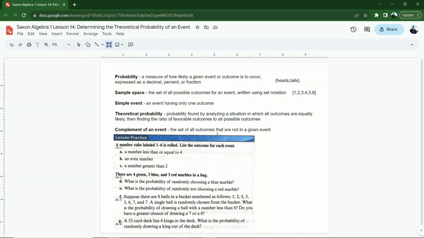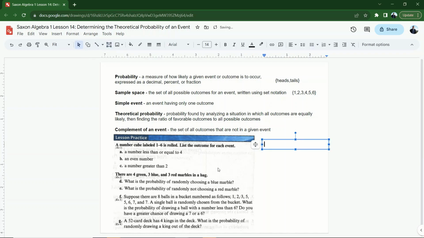Okay, so I'm listing the outcome. What am I looking for? A number less than or equal to 4. The possible outcomes would be 1, 2, 3. That's what I need to list for letter A. That, by the way, would not be a simple event because there are 3 possible outcomes, not just 1.